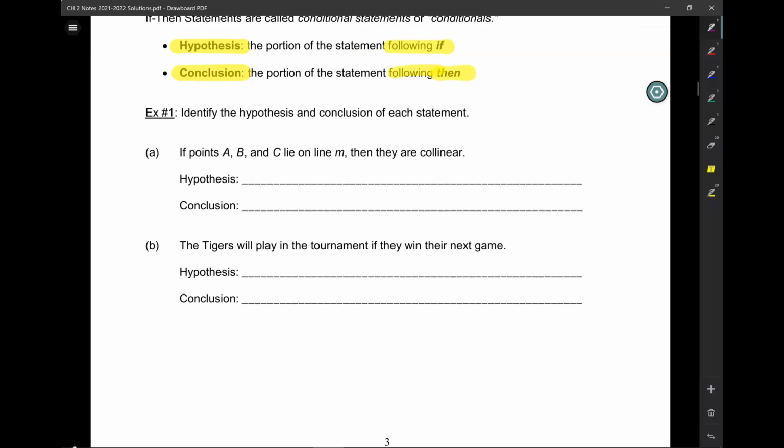So what do you think? What's the hypothesis here? Points A, B, and C lie on line M. Okay, so what you want to do is first isolate the if and the then, because those words are not part of the hypothesis and the conclusion. So points A, B, and C lie on line M. That's the hypothesis. The conclusion is they are collinear.